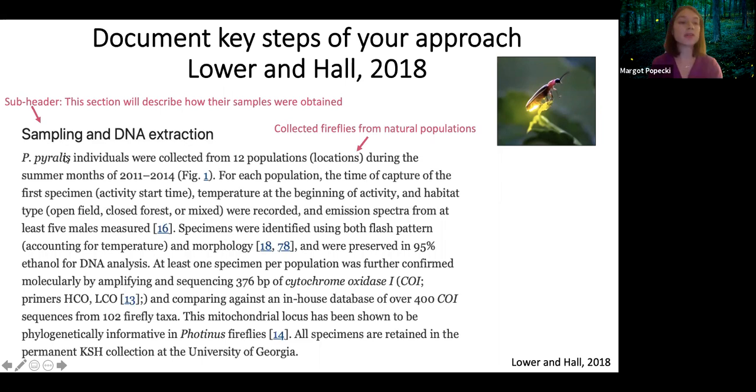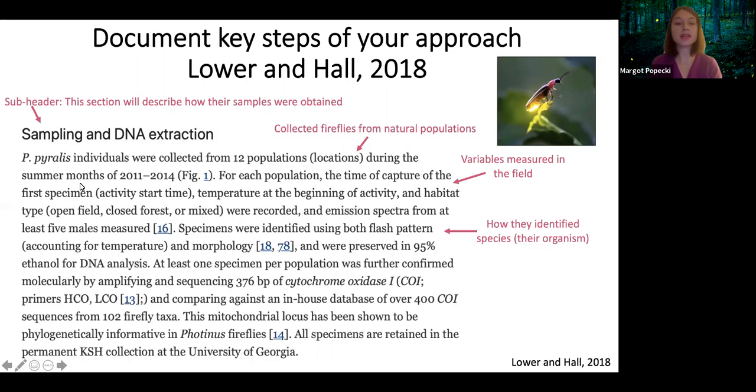So you can see the specific species they're interested in, P. pyralis. You can see that they collected P. pyralis from 12 different natural populations. They're even defining population as location. And then they're giving you information on the time frame. Now they're describing what variables they measured in the field. That's important because this is how they collected their data, what they were interested in.